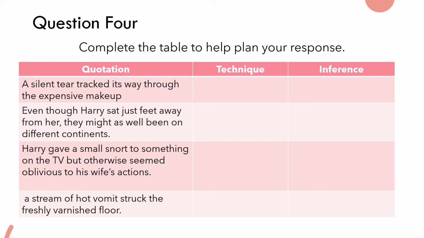So you've got that first one, a silent tear tracked its way through the expensive makeup. The second one, another one we've looked at, even though Harry sat just feet away from her, they might as well have been on different continents. Number 3, Harry gave a small snort to something on the TV, but otherwise seemed oblivious to his wife's actions. And the last one, a stream of hot vomit struck the freshly varnished floor.